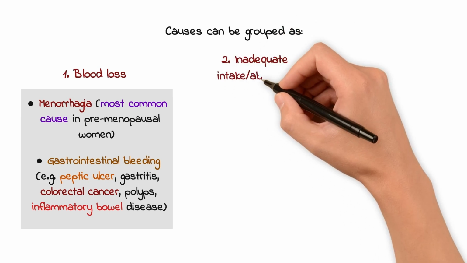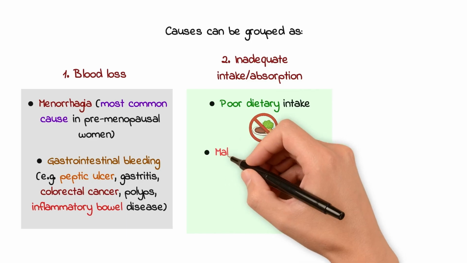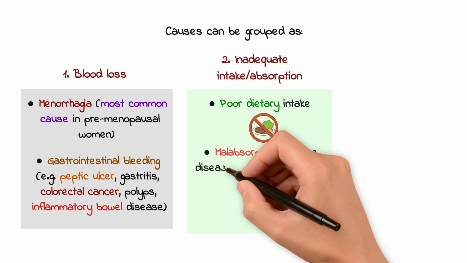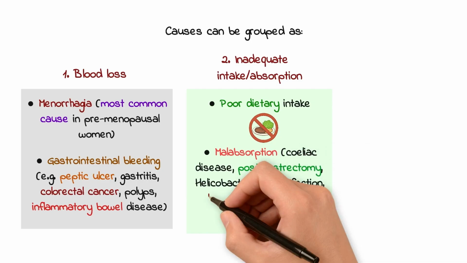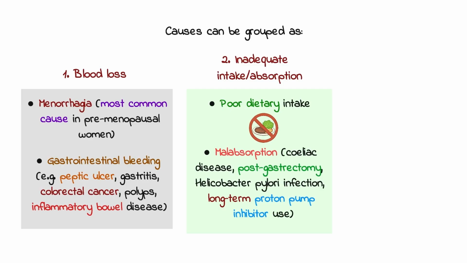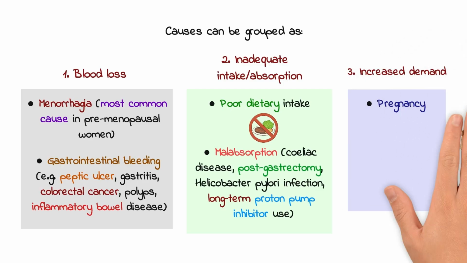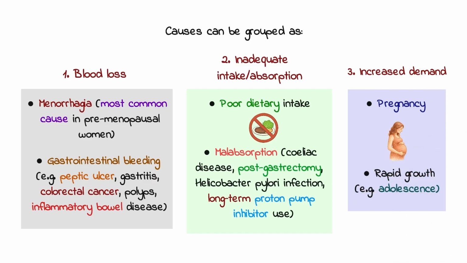Inadequate intake/absorption. Poor dietary intake, and malabsorption, for example in celiac disease, post-gastrectomy, Helicobacter pylori infection, long-term proton pump inhibitor use. And increased demand, for example in pregnancy, and rapid growth, for example adolescence.